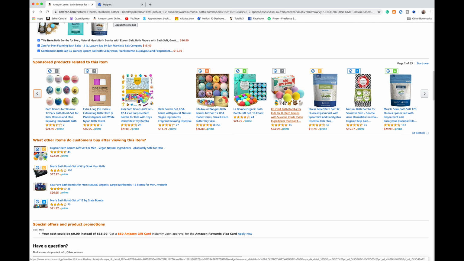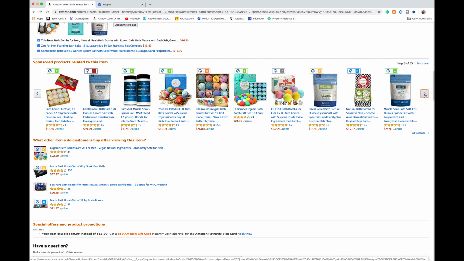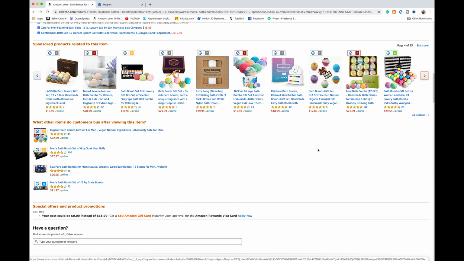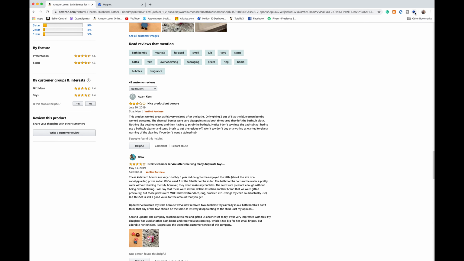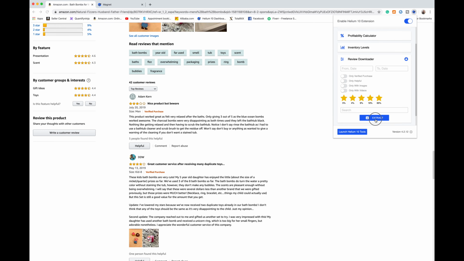What was that? Bath bombs with, I don't know, something in it as well. Okay, so this is another way to look for differentiation points as well. So the next way to look for it is to look at the reviews. Now you can either physically go in and read reviews, or you can go to Helium 10's review downloader, click extract.